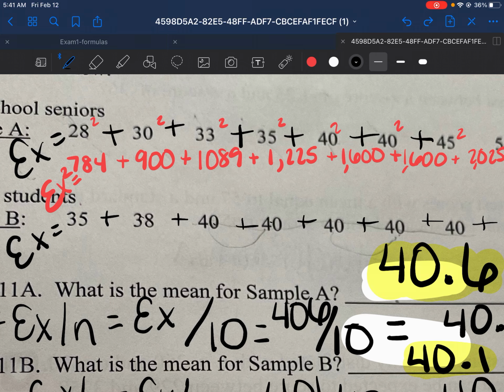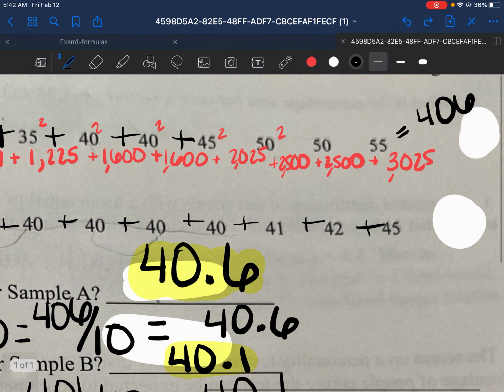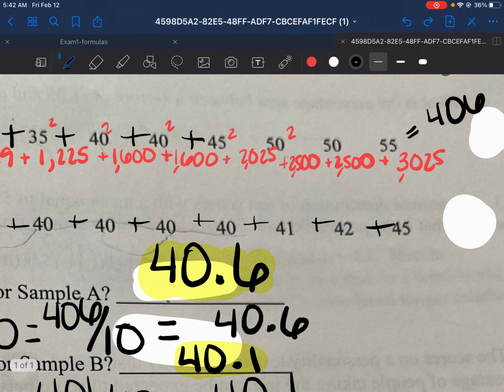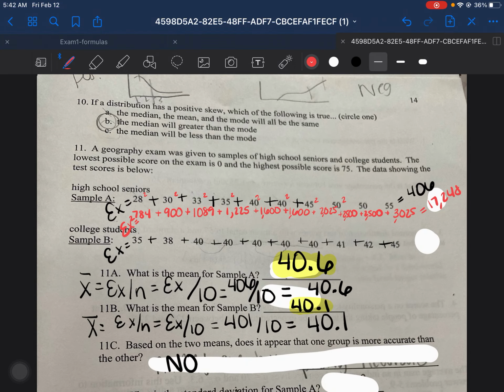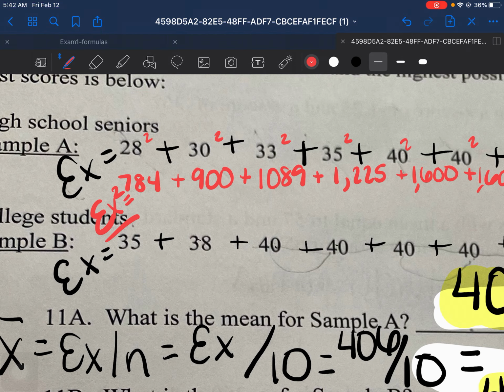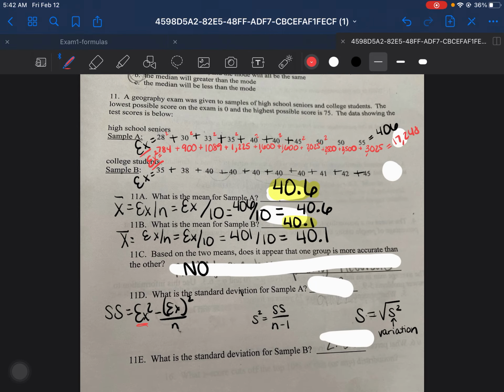So 784 plus 900 plus 1089 plus 1225, 1600, 1600, 2025, 2500, 2500, 3025. Okay, so it looks like that is going to be, use pink here so we're being consistent, 17,248. Okay, so that is our sum of x squared, and then this is our sum of x.